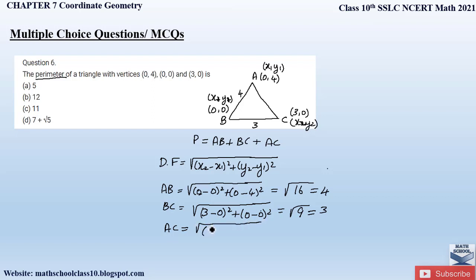So x2 is 3 minus x1 is 0 the whole square plus y2 is 0 minus y1 is 4 the whole square. So this will be square root of 3 square is 9 plus 4 square is 16. So that will be square root of 25, which is equal to 5. So the distance AC is 5. Now we can find out the perimeter by adding AB plus BC plus AC, that is 4 plus 3 plus 5, which is equal to 12.